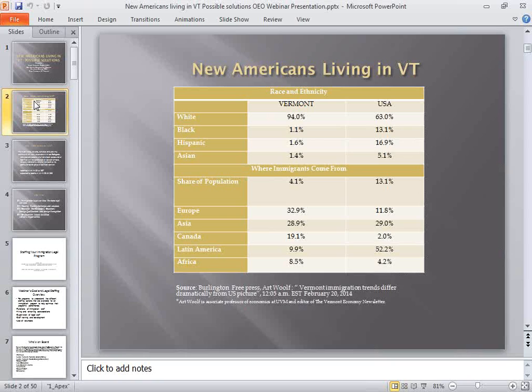I guess one of the questions is, how does that balance happen, and why is it so different in Vermont versus the United States? Why is it higher?